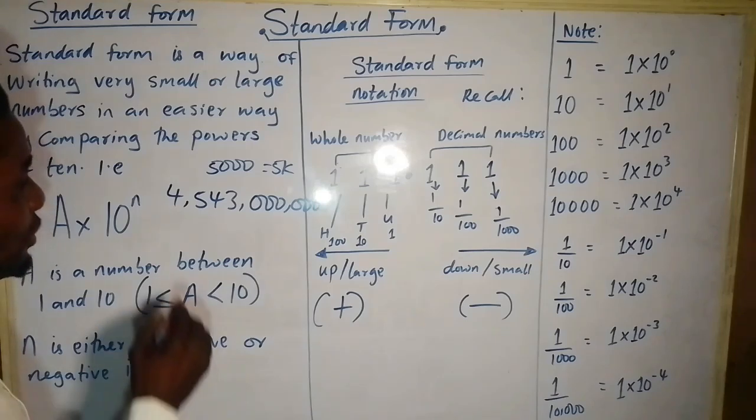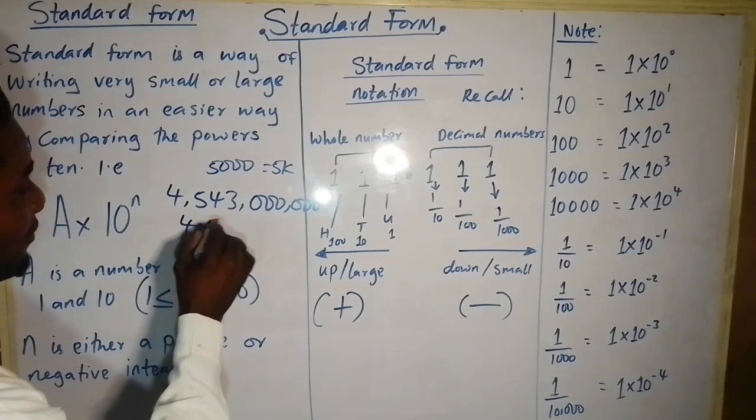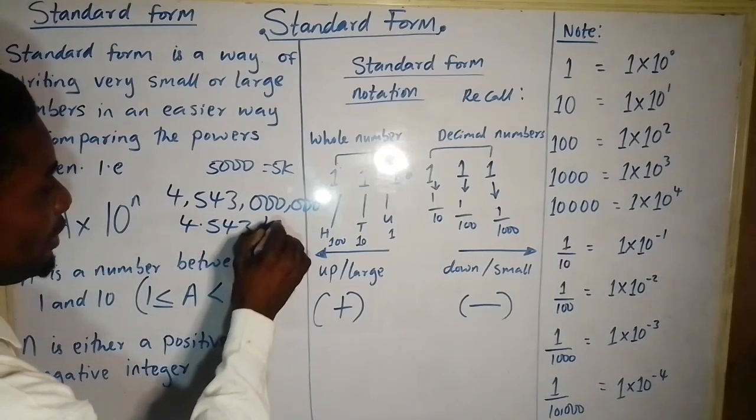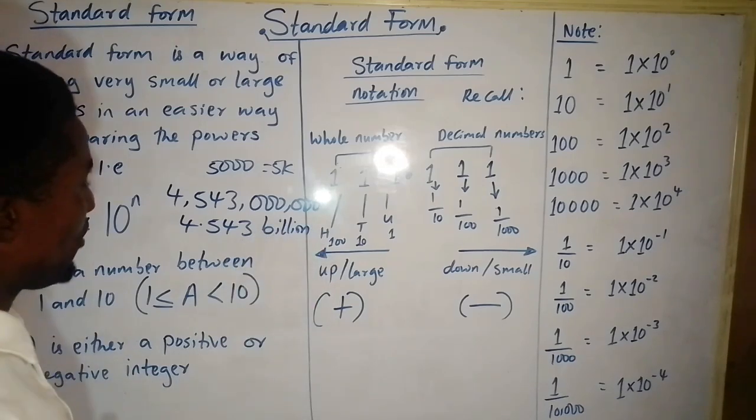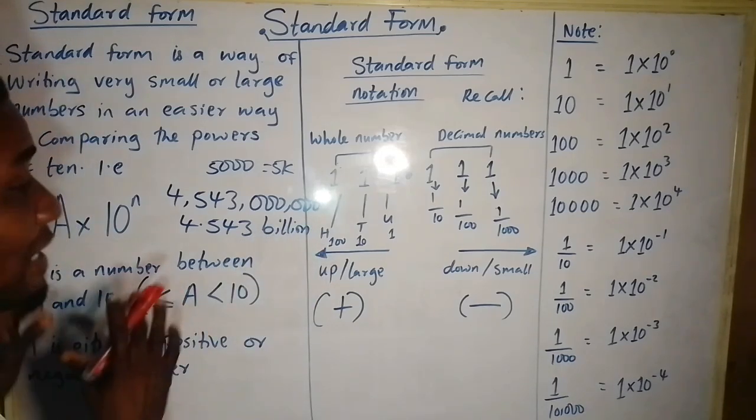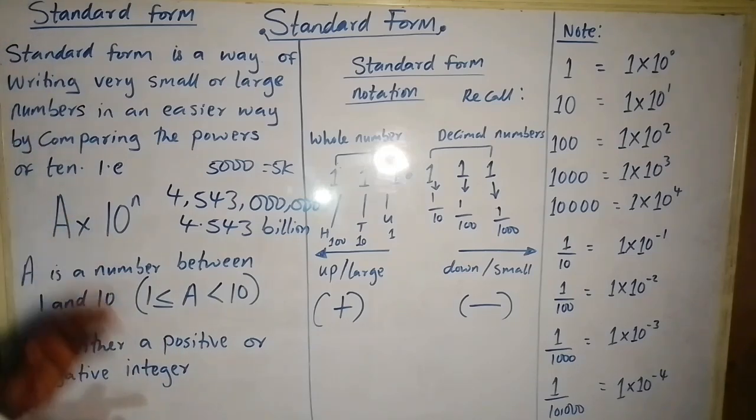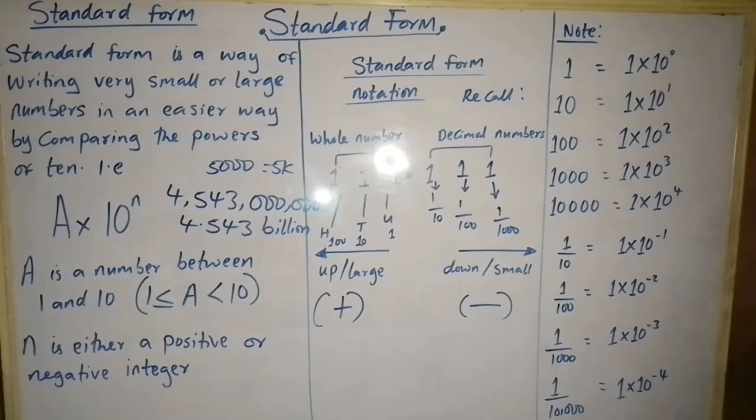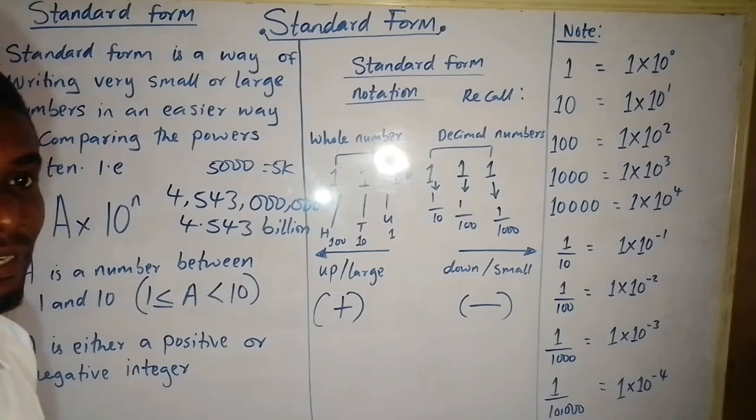Now, to rewrite this, you can just say 4.543 billion. Now, the standard form expression is what we have here. So before we proceed, let's discuss what standard form is.